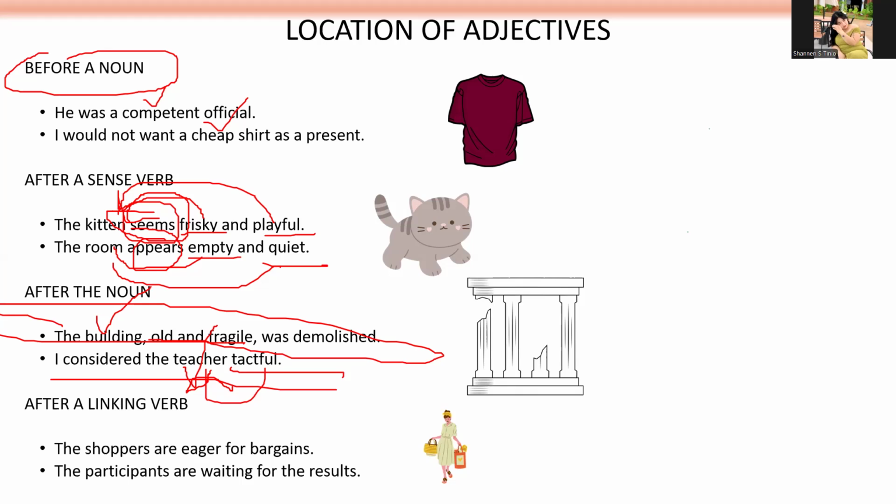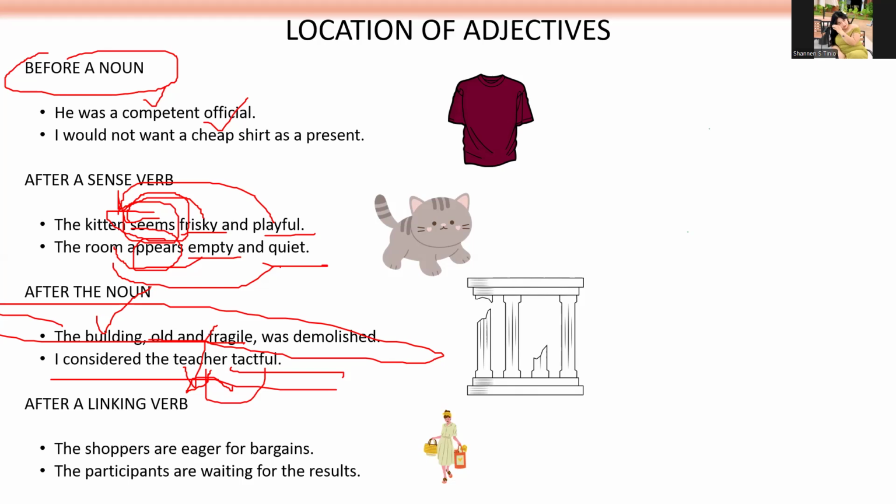All right, Kurt. The bridal gown, elegant and white, was perfect for the wedding. Thank you so much. That's a perfect sentence. After a linking verb. Okay. First, let's take a look at the example. The shoppers are eager for bargains. Linking verbs are?